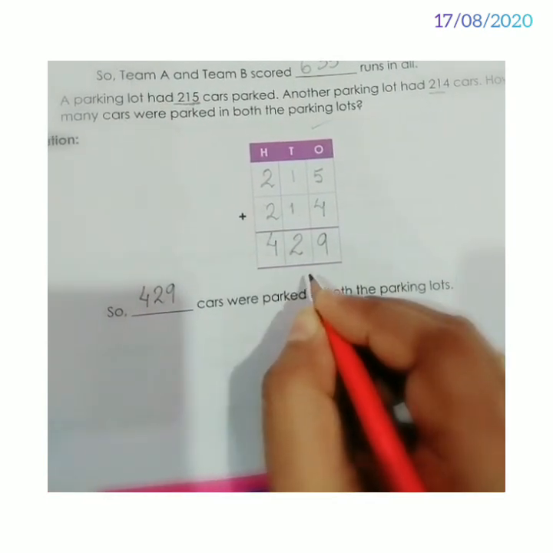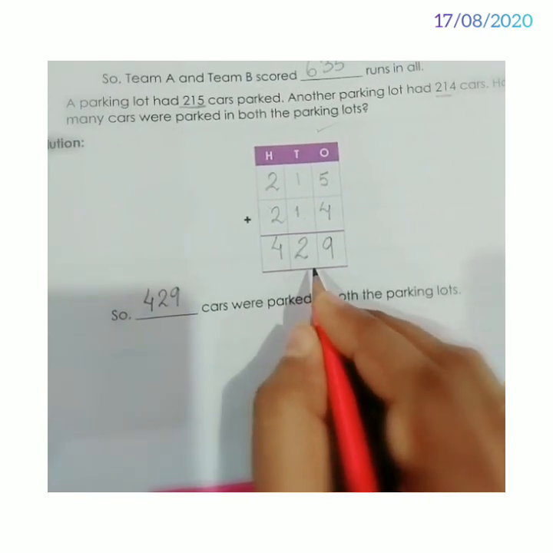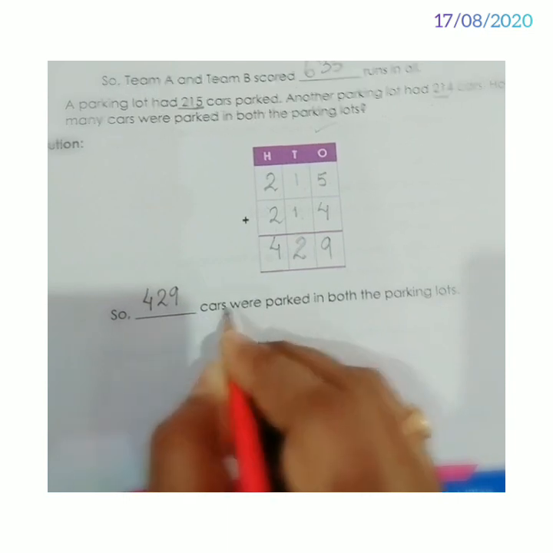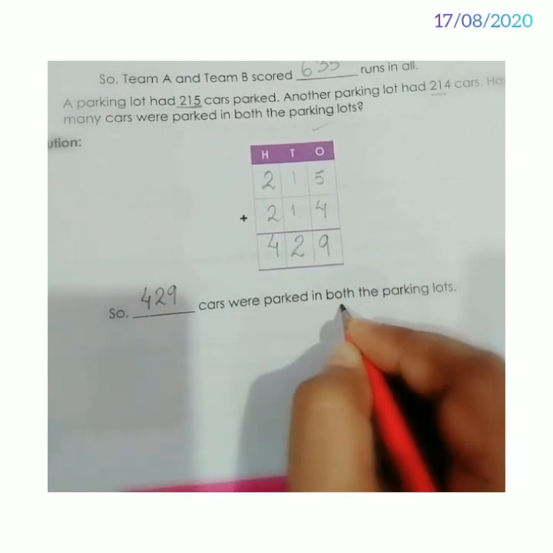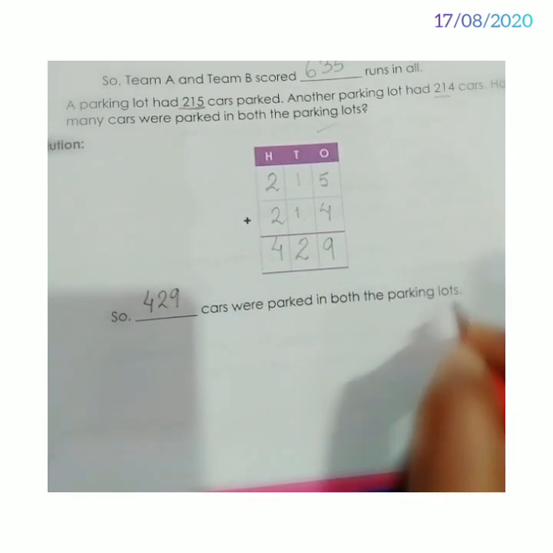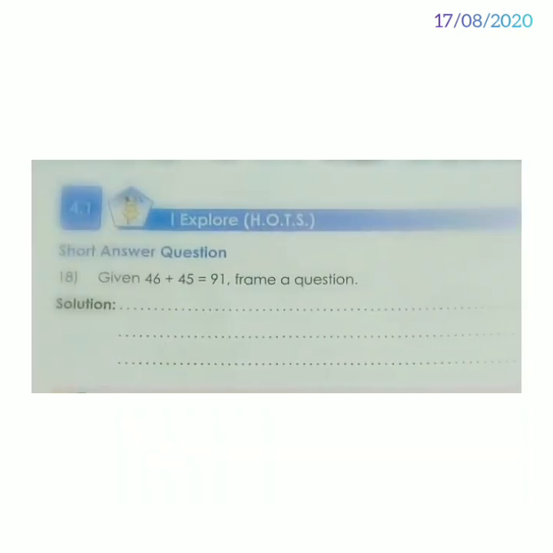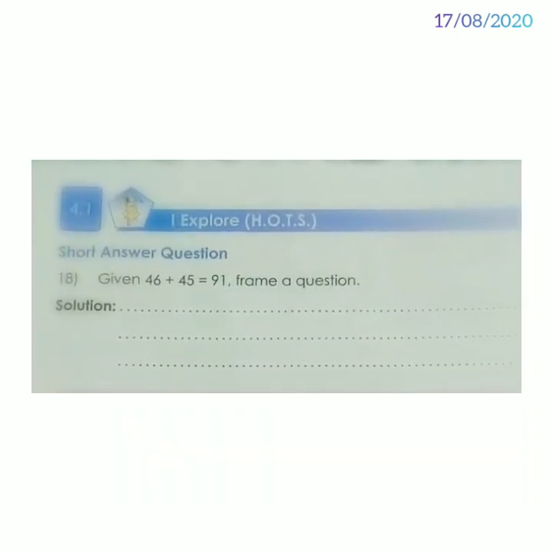So the correct answer is what, dear children? 429. Alright, so 429 cars were parked in both the parking lots. Now let's move on to the next question. Let's do question number 18.